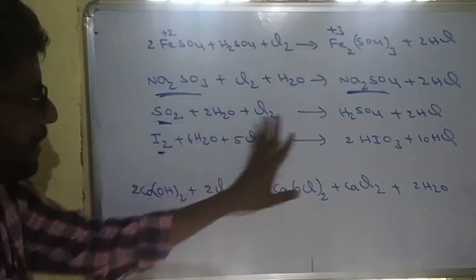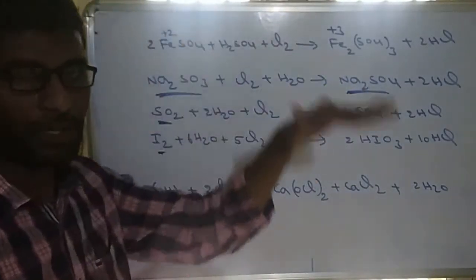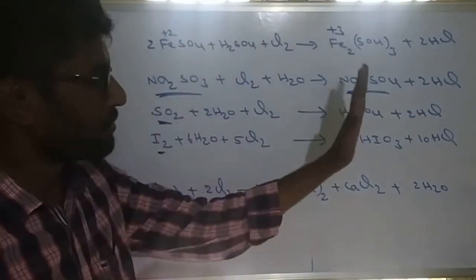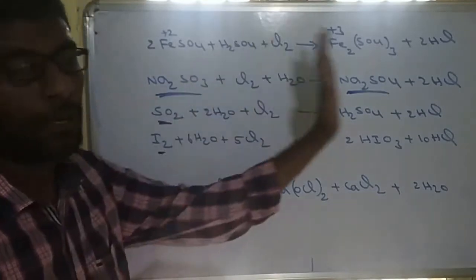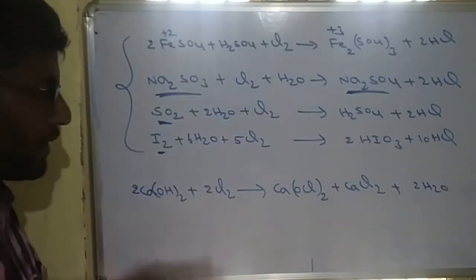So all these are the oxidation properties of chlorine. Chlorine can oxidize ferrous to ferric, sulfite to sulfate, sulfur dioxide to sulfuric acid, iodine to iodic acid. So all these are the oxidizing properties of chlorine.